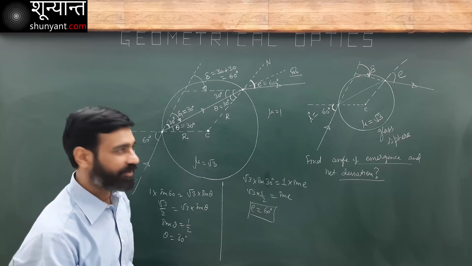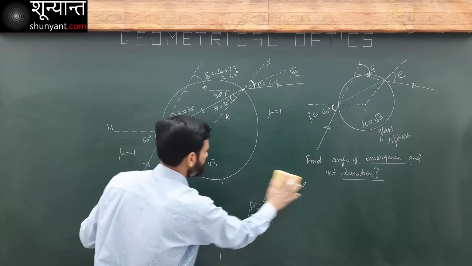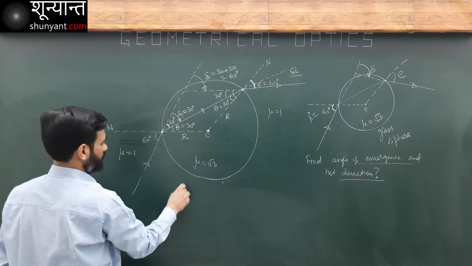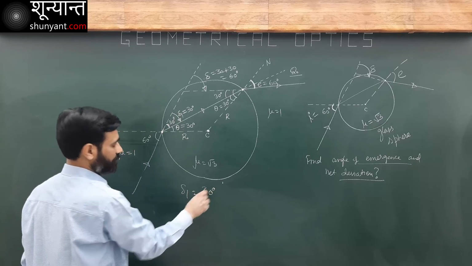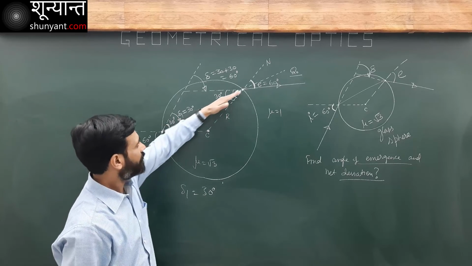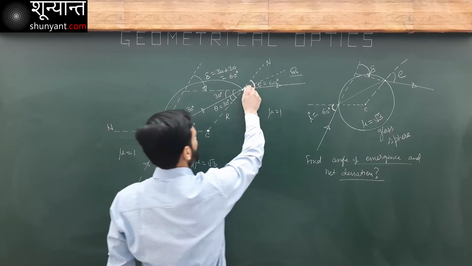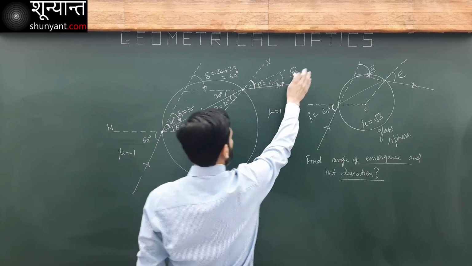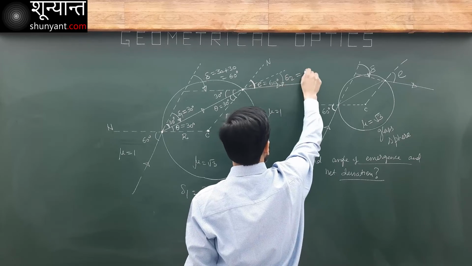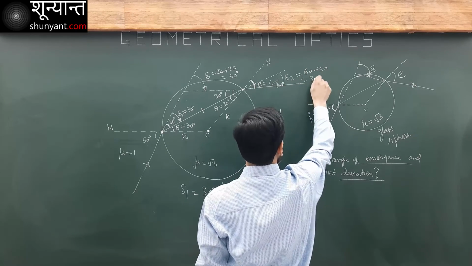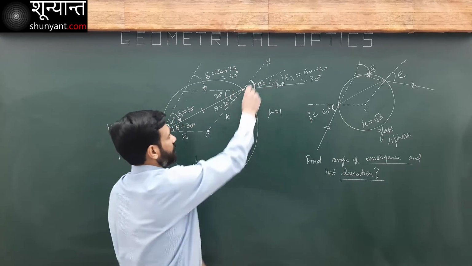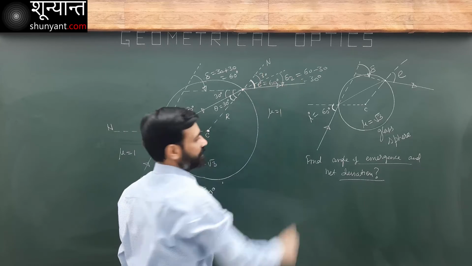Now let's look at the deviation produced in each step. This is the first deviation. Delta 1 is equal to 30 degrees. Deviation in the first step here. Now the same light ray deviates again. What is the deviation here? This deviation, delta 2. Delta 2 is equal to 60 minus 30, which is 30 degrees. This whole thing is 60. Out of that, this is 30. So this is 30.